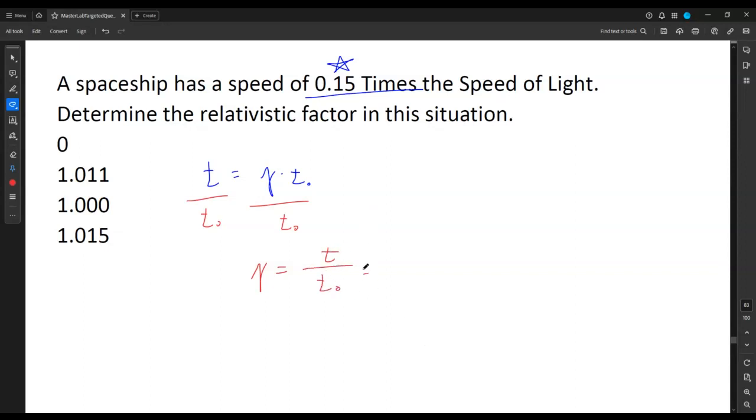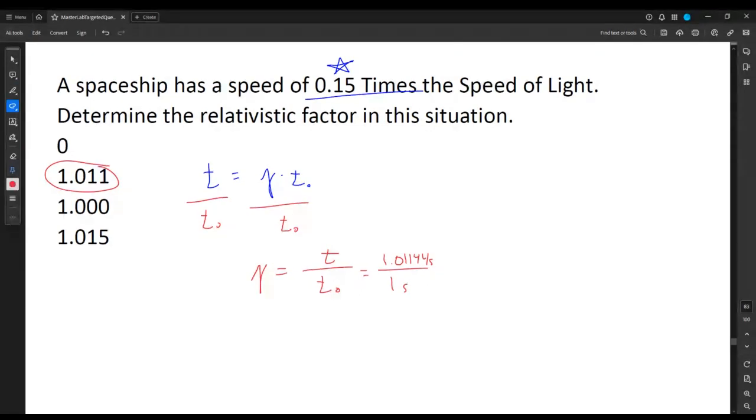Well, from our previous questions, the proper time was 1 second. The elapsed time, we had 1.01144 seconds. And then you can see seconds and seconds cancel, and that gives us the 1.011.